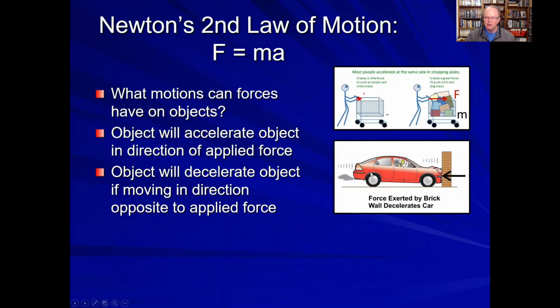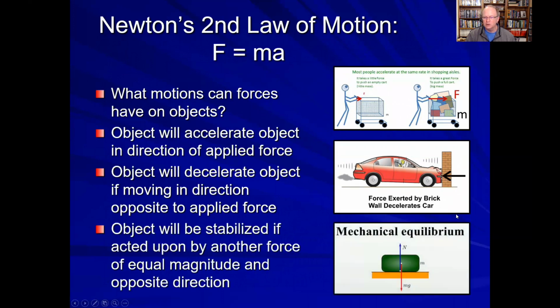We can also have forces that push backwards on an object to decelerate it. In this case, here is a car that's running into a brick wall, and at the point of impact, the brick wall is going to be pushing opposite the direction of travel of this car to decelerate the car, since this force from the wall is acting in the opposite direction to motion. So this is a deceleration force.